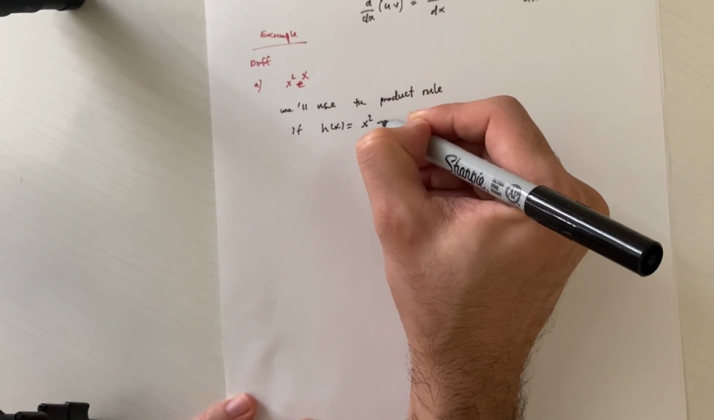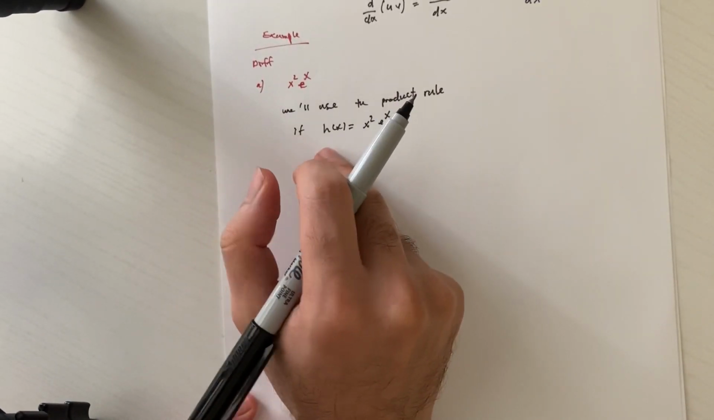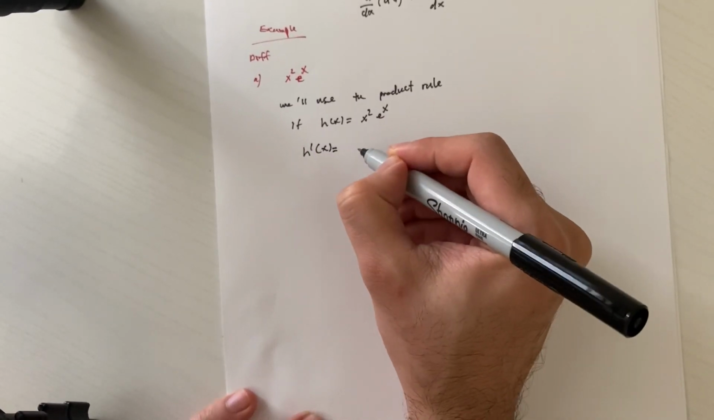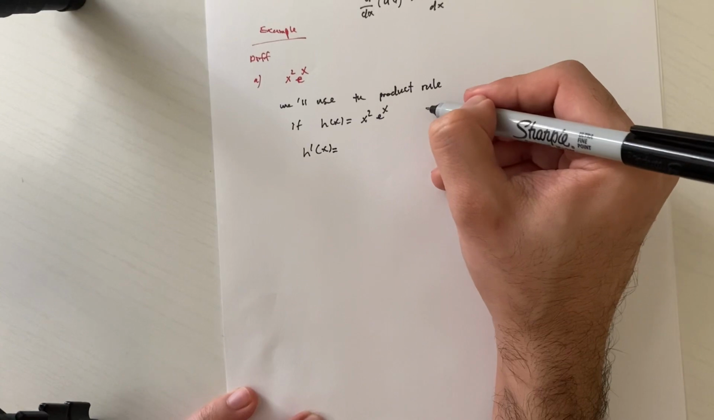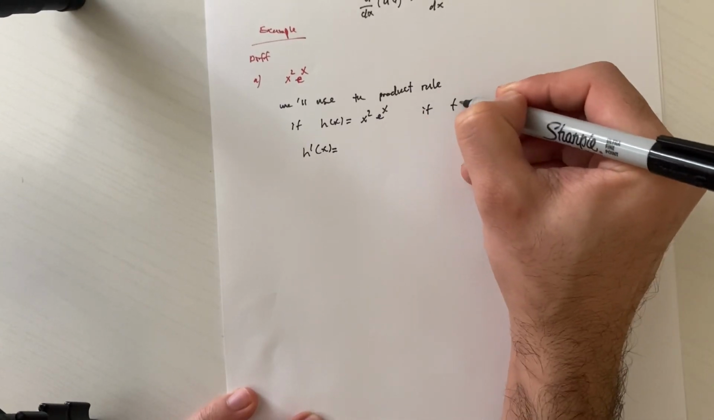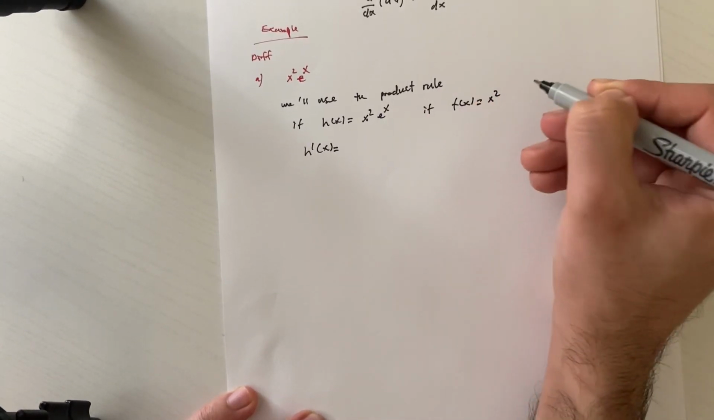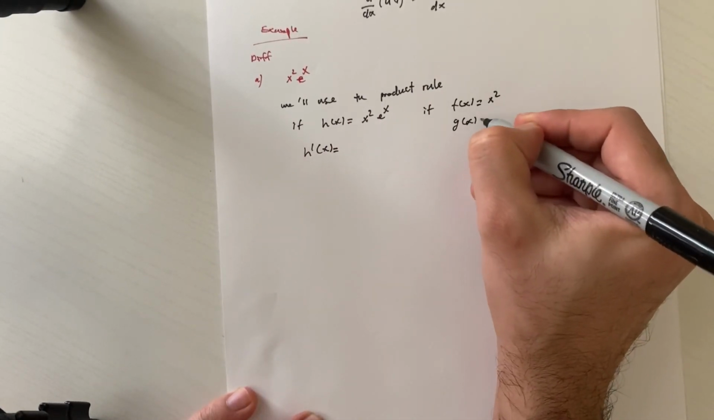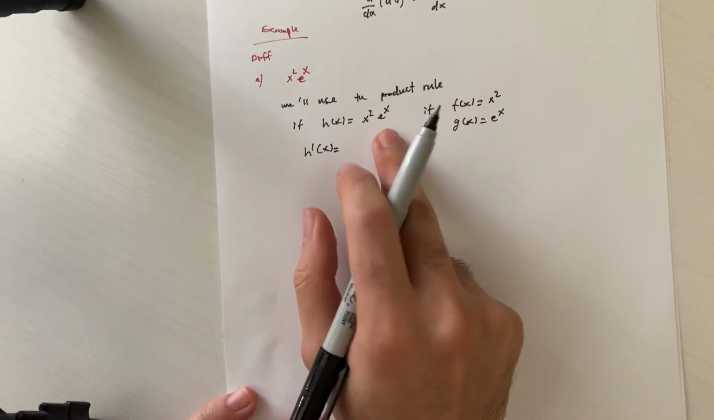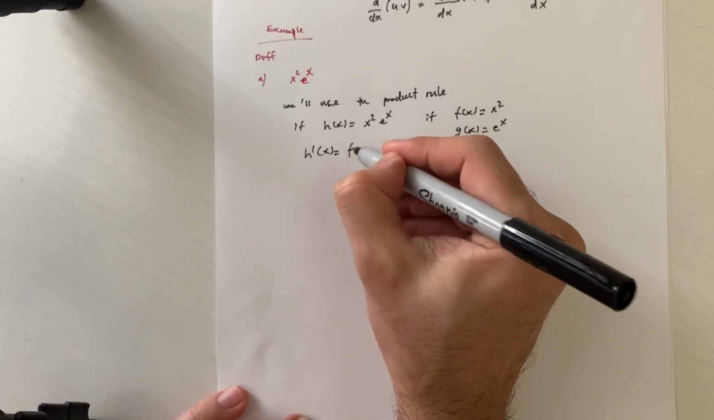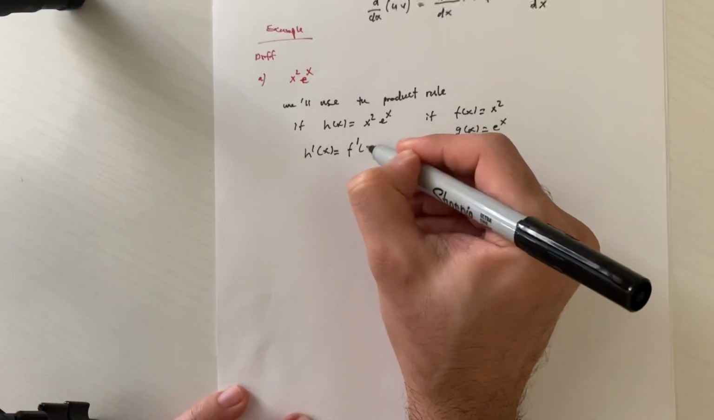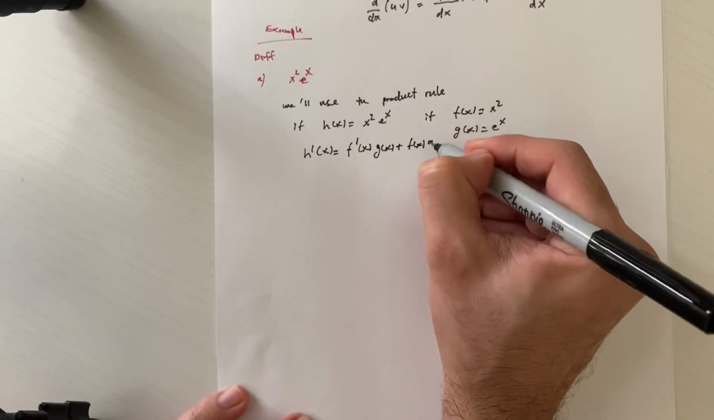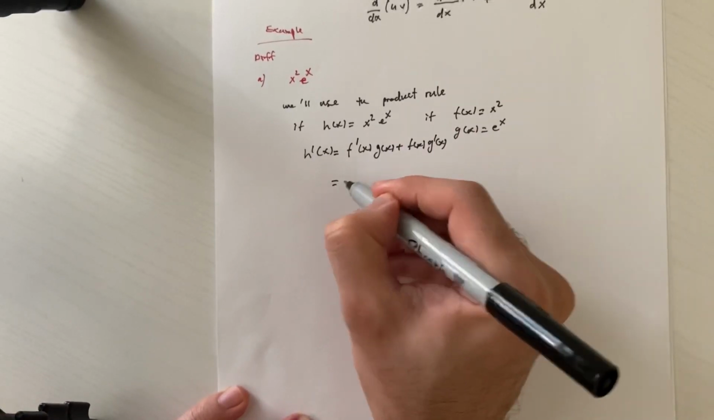So if we assume that h of x is the whole function we are given, then we will apply the product rule. But first, let's figure out what is f of x and g of x. So two parts: f of x will be x squared and g of x will be e to the x. Now we can apply the product rule.